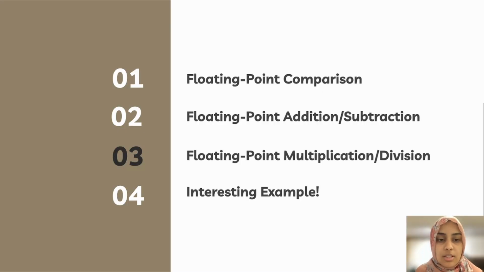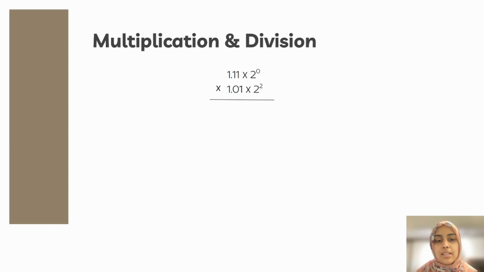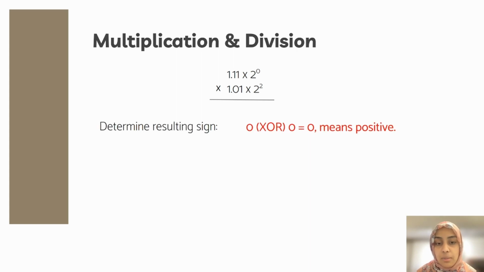Let's now move on to discuss floating point multiplication and division. But before we begin discussing our implementation, let's just review how floating point multiplication works. Let's take this example on the slide. It's a base 2 example where the precision is 3. So our first step is to determine the resulting sign by performing an XOR relation. So if two numbers that are being multiplied are positive, the product will also be positive.